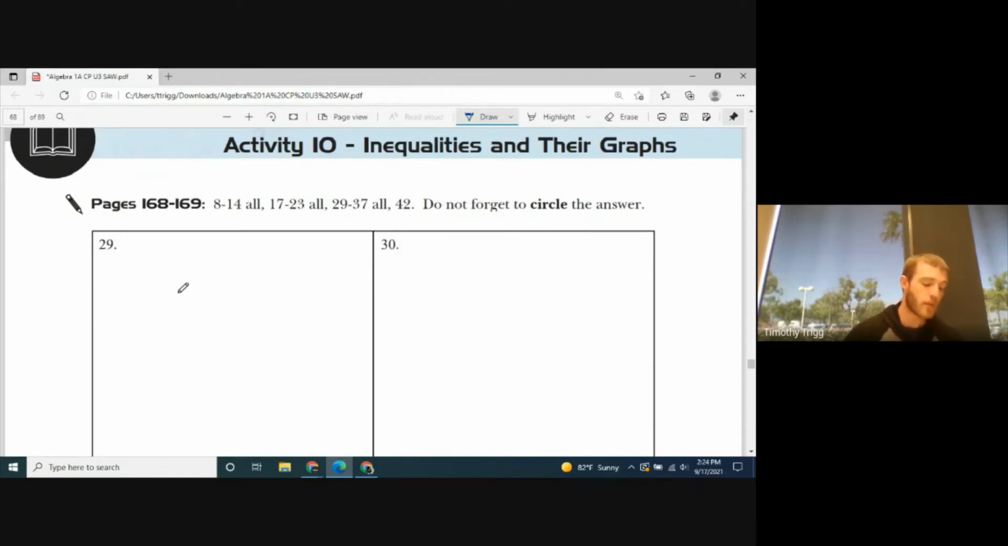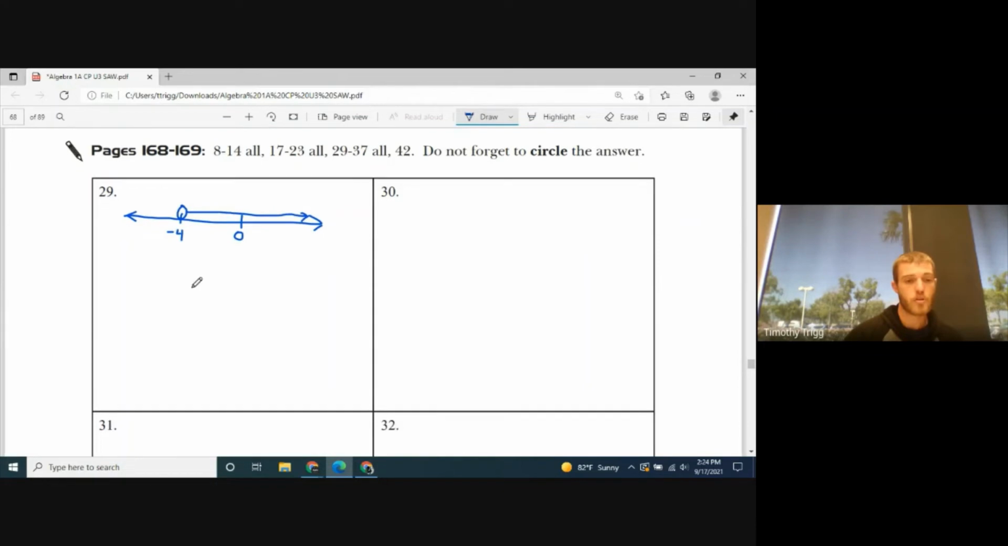So here they give you the graph, and you need to find the inequality. So on this graph, they have 0 over here, and they're showing -4 here, and they have an open circle, and they're going to the right. Okay, so that would be, in this case, x is greater than, not or equal to, just greater than, since it's an open circle, -4. Okay, hopefully that makes sense.